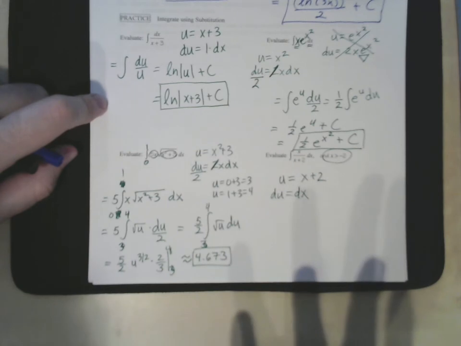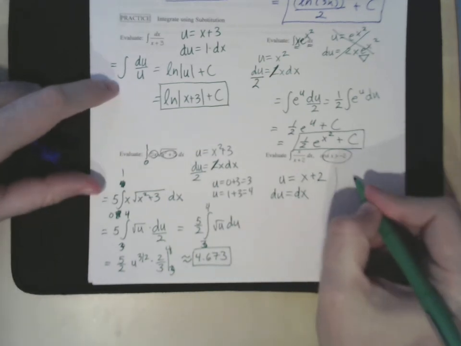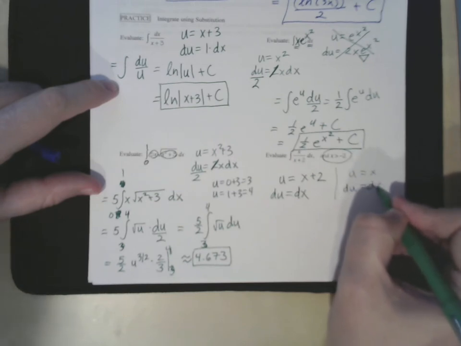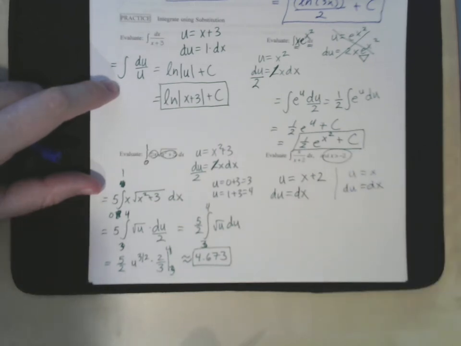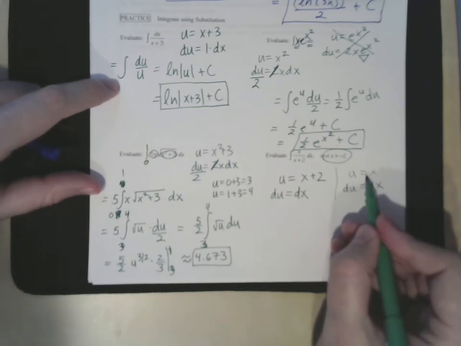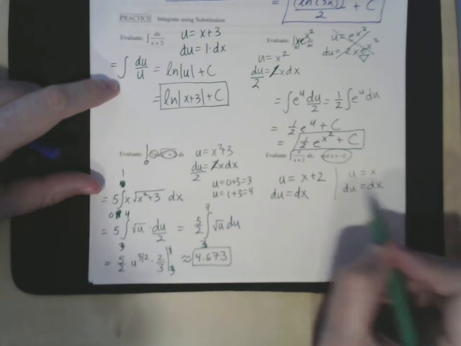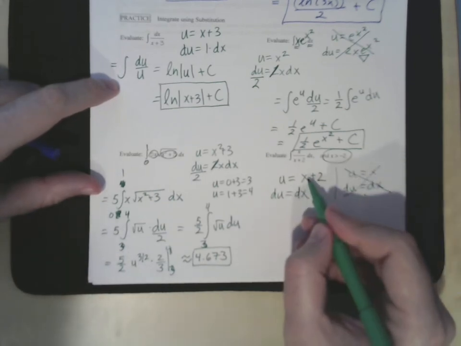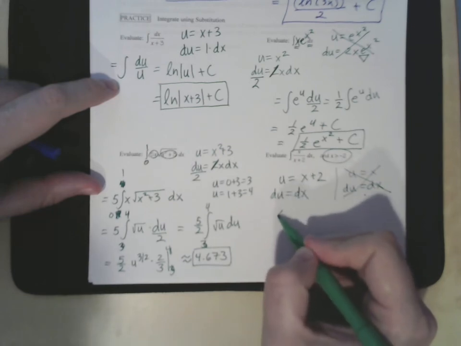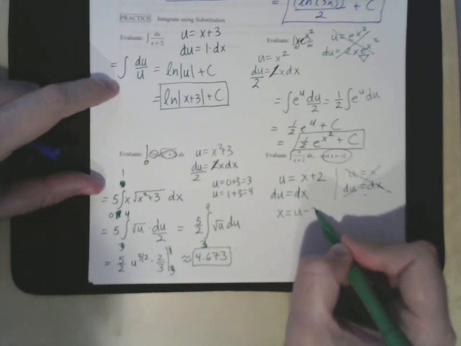Now there's a problem here, is we have another choice. u could be x, and then du is just dx. So what we have to do is, number one, always pick the larger thing when your du's and dx's match here and here. So we're not going to pick this one. And what we're going to do is we're going to take this and say x is now u minus 2.